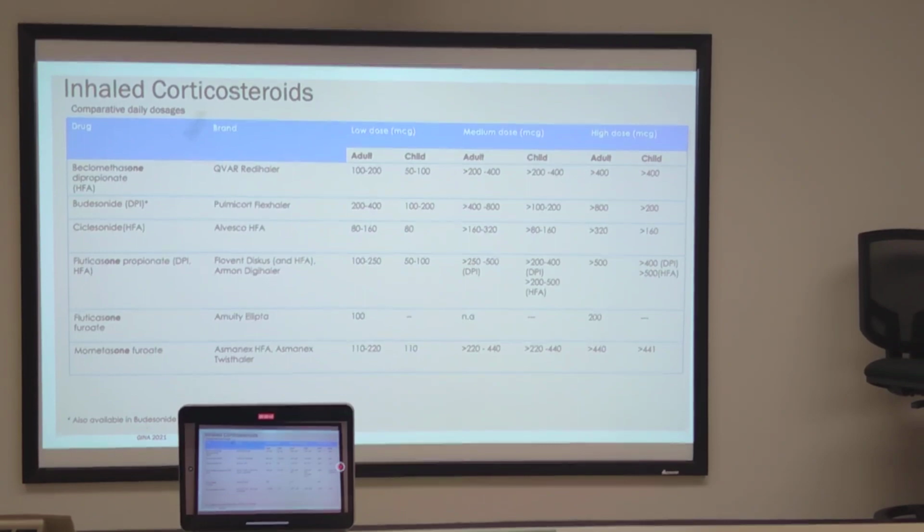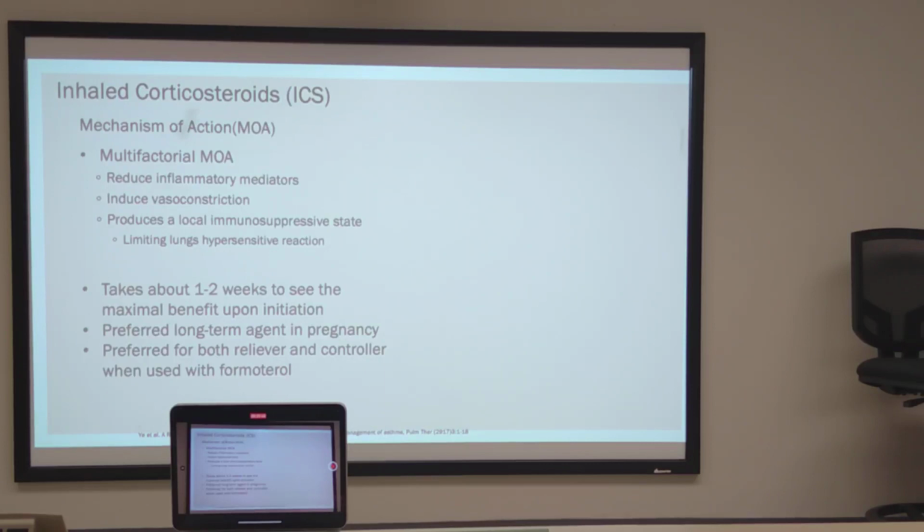I'm sorry, can you go back to the slide before? So it says it induces vasoconstriction. I thought we're trying to dilate. So remember we were talking about bronchoconstriction. Let me first hear the question that you have. Go ahead. So bronchoconstriction, we're talking about the small airways and the muscles within our airways, right? So those are constricting in terms of how it's presenting with asthma.